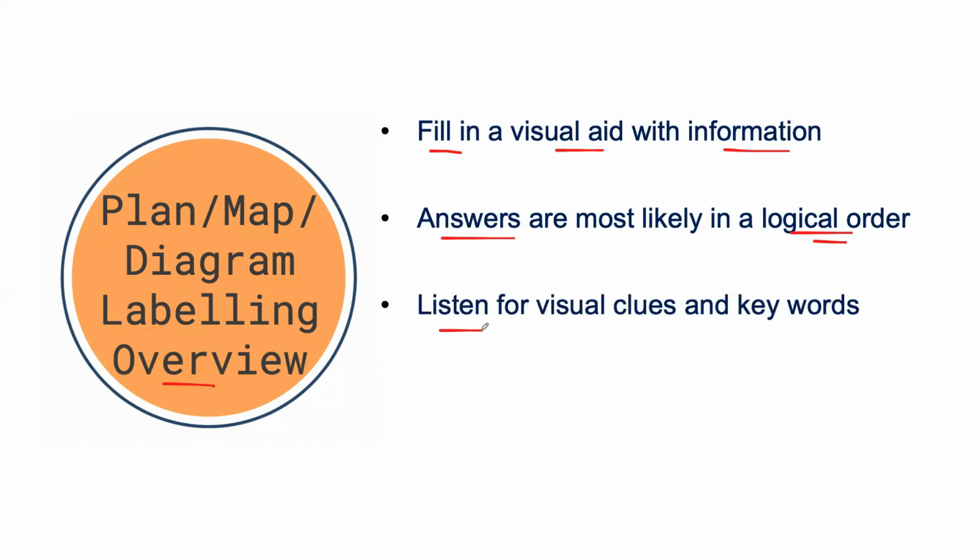You should be listening for visual clues and keywords. Now, we'll go over these visual clues in just a bit. I'm talking about direction words, and the key words will be the information that is included in your plan, map, or diagram. The key words usually for this question type are minimal. So if you do underline your keywords, you're most likely going to be underlining the answers or orders of a process. I'll show you what I mean when we look at our example together.